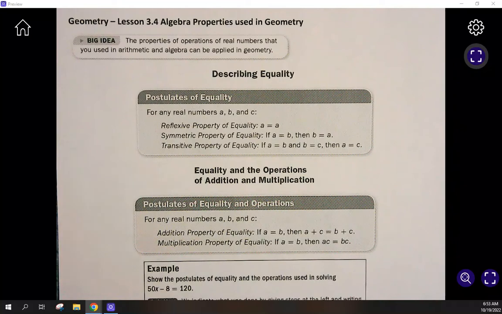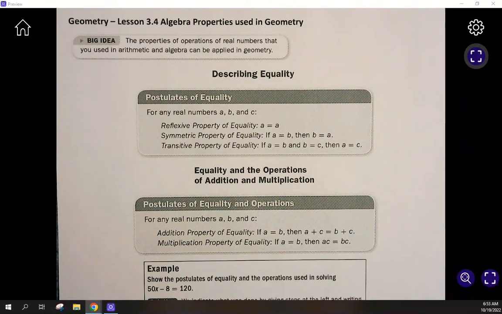This is Geometry Lesson 3.4, Algebra Properties that are used in geometry. Our big idea says the properties of operations of real numbers that you used in arithmetic and algebra can be applied in geometry. So in this section, we are just going to be looking at some properties that you are very accustomed to using from algebra, and we're going to take a look at how they apply specifically to geometry.